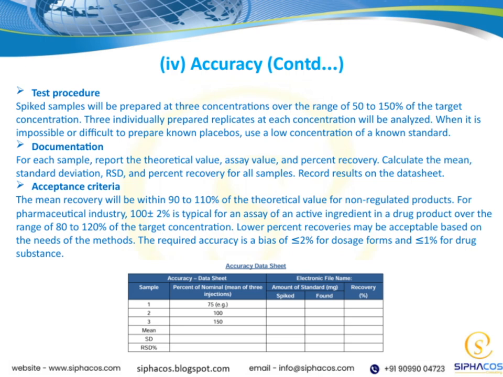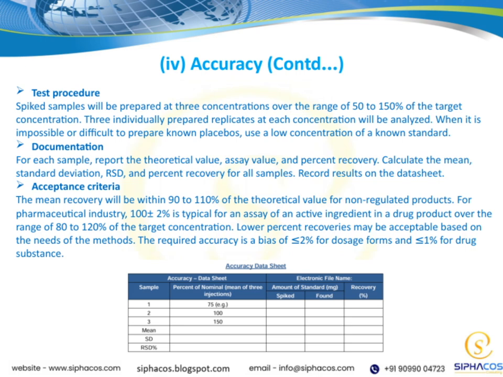Now, regarding acceptance criteria, the goal is that the mean recovery falls within 90 to 110% of the theoretical value for non-regulated products. In the pharmaceutical industry, a typical target is around 100 plus or minus 2%, for an assay of an active ingredient within a range of 80 to 120% of the target concentration. Keep in mind, lower recoveries can sometimes be acceptable depending on the method's needs.